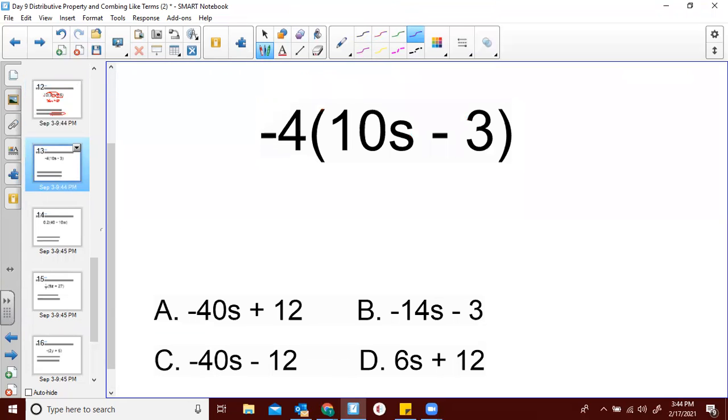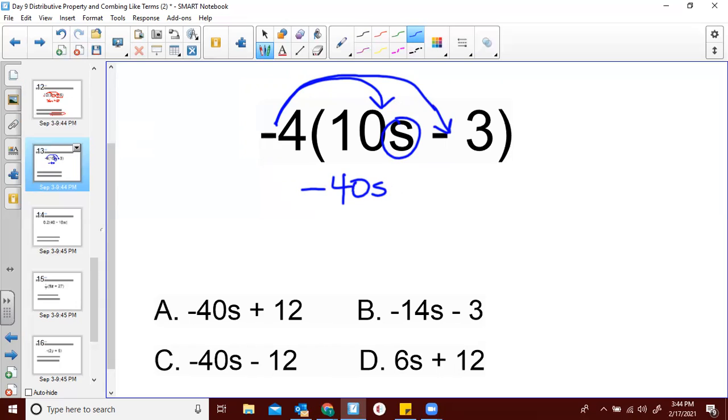All right, now we're getting into the negatives. Things get a little bit more tricky here. So I have negative 4 times 10s times a negative 3. Well, one thing you guys probably noticed is... oh no, sorry, that'll be next. I'm getting ahead of myself. Negative 4 times 10 is going to be negative 40. Do not forget about this S, right? Because we're multiplying. So that S just kind of comes along with it.